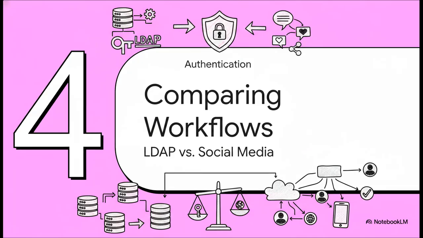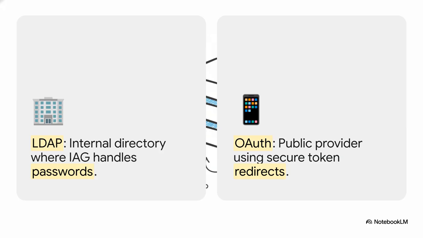Bringing it all together in Part 4, comparing authentication workflows. So the crucial point here is really understanding the architectural difference between these two approaches. LDAP integration relies heavily on an internal enterprise directory that you completely control. It requires deep synchronization using base DNs and very specific user attributes. Crucially, the IAG itself presents the captive portal and handles the user's password prompt directly before forwarding it.